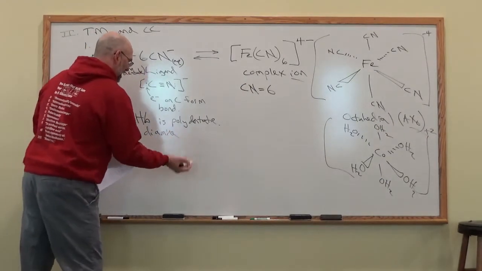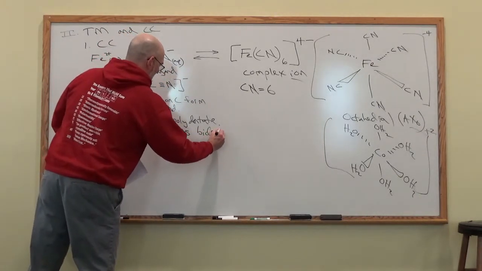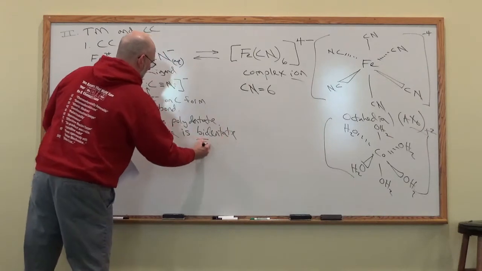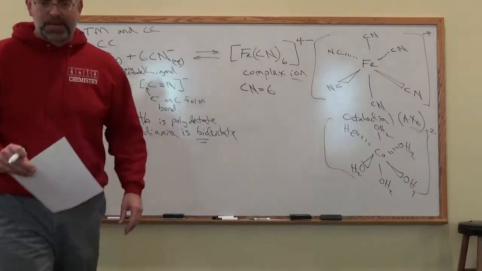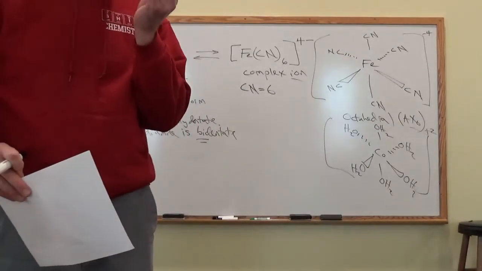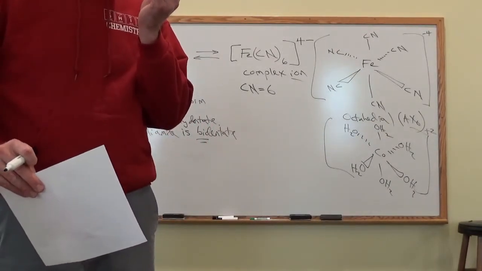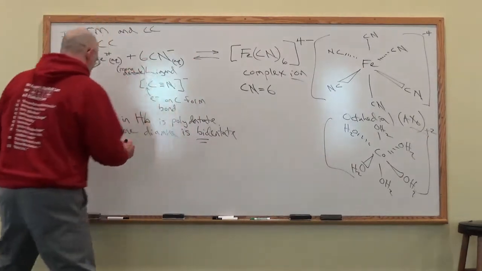The one we want to spend a little bit of time on is ethylene diamine, and that's bidentate. Why do I say we want to spend some time? Because you're going to use this in the lab. The structure of ethylene diamine is, I think, on the table. Okay, well, here's the dot structure for ethylene diamine.